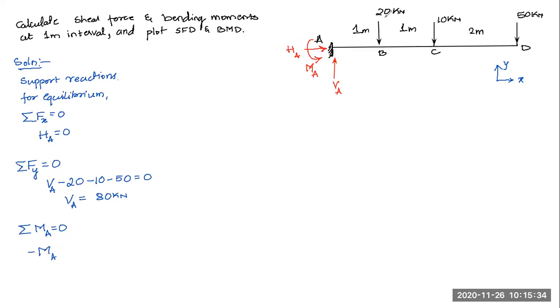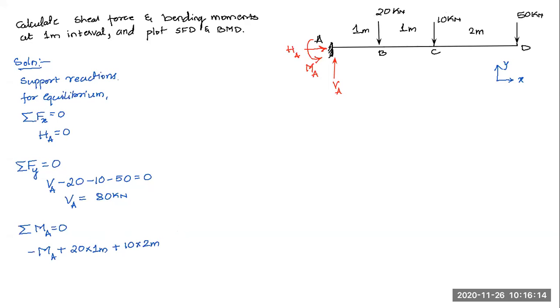And next is this 20 kilonewton load. Due to the 20 kilonewton load, there will be a clockwise moment about point A. What will be the magnitude? I'll take it as plus, clockwise I'm considering positive. So here 20 into distance of 1 meter, 20 into 1. Then this 10 kilonewton load will have a clockwise moment about point A. So 10 into 2 meters, 1 plus 1, 2 meters. Since it is clockwise, plus 10 into 2.